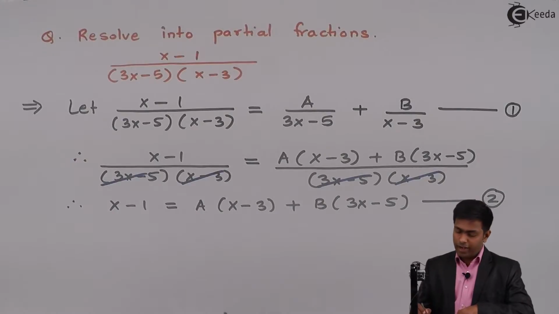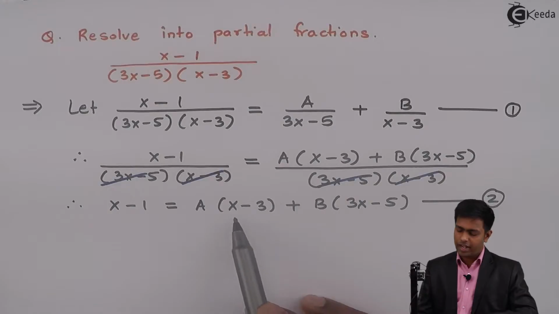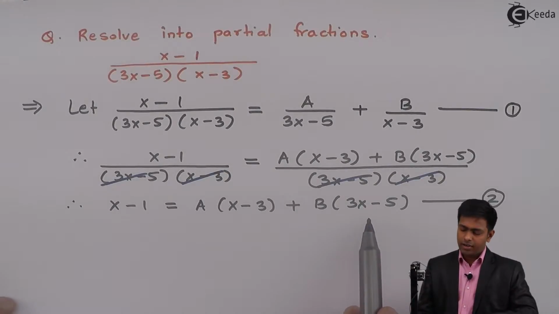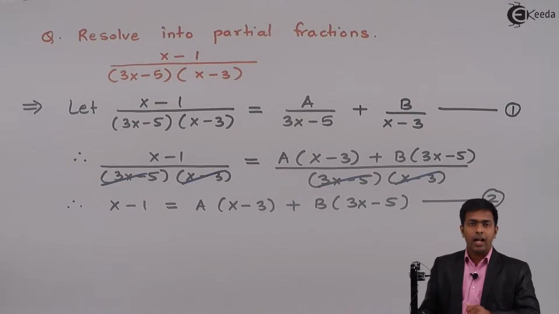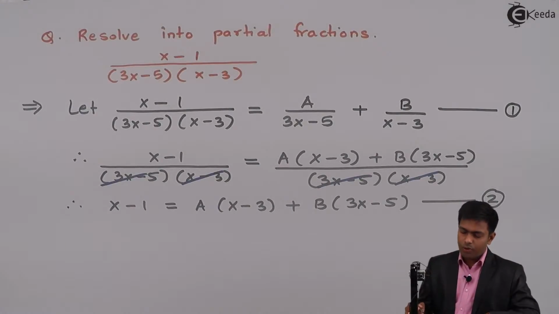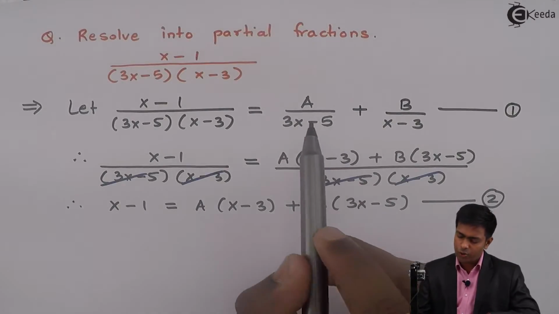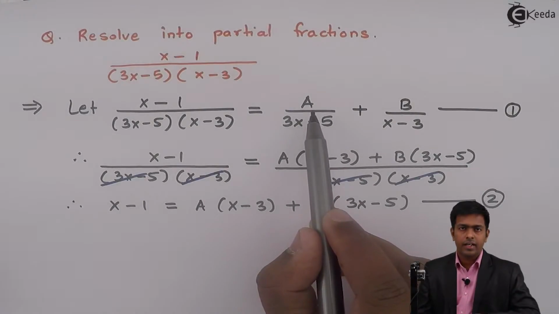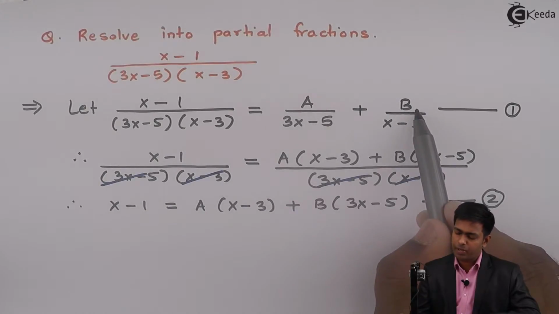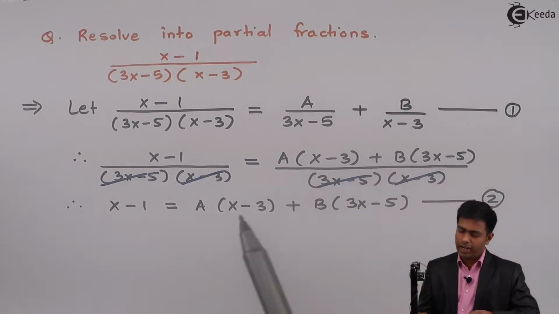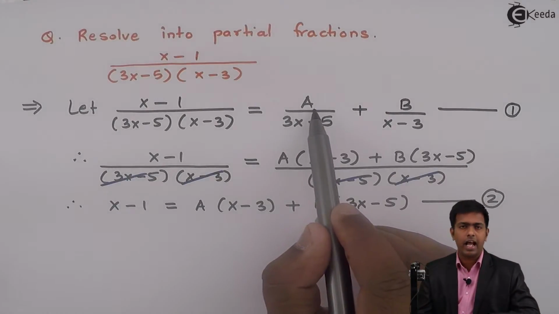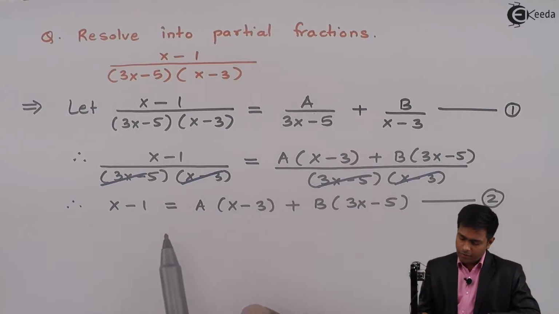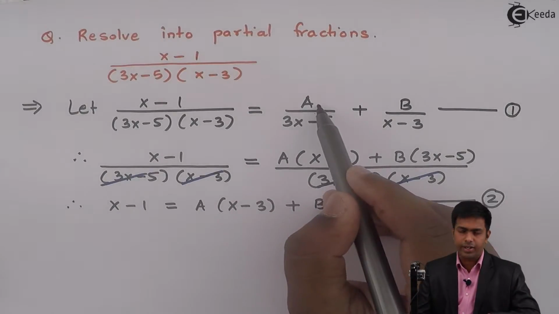Now to get the values of A and B we have to substitute different values of x so that we can get the values of A and B. Now here I'll tell you one trick. The trick is, whenever we want to find the value of A, we try to make the B term 0, and whenever we want to find the value of B, we try to make the A term 0. So first of all we'll find the value of A.